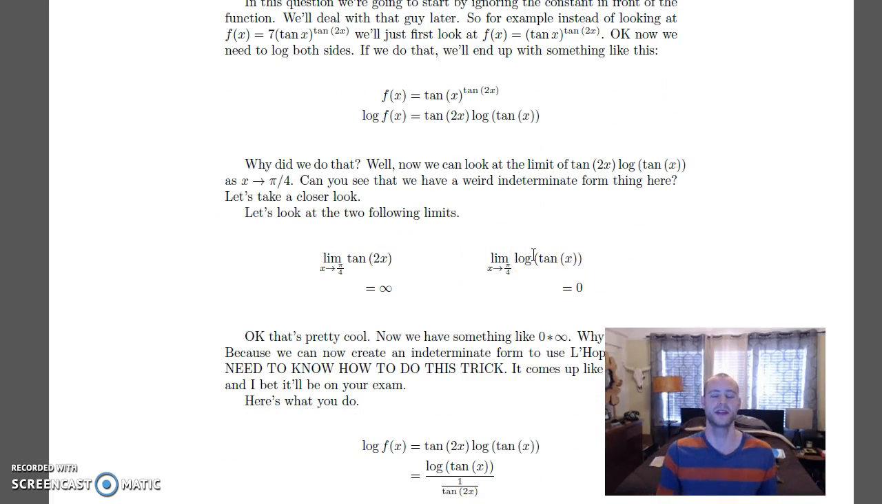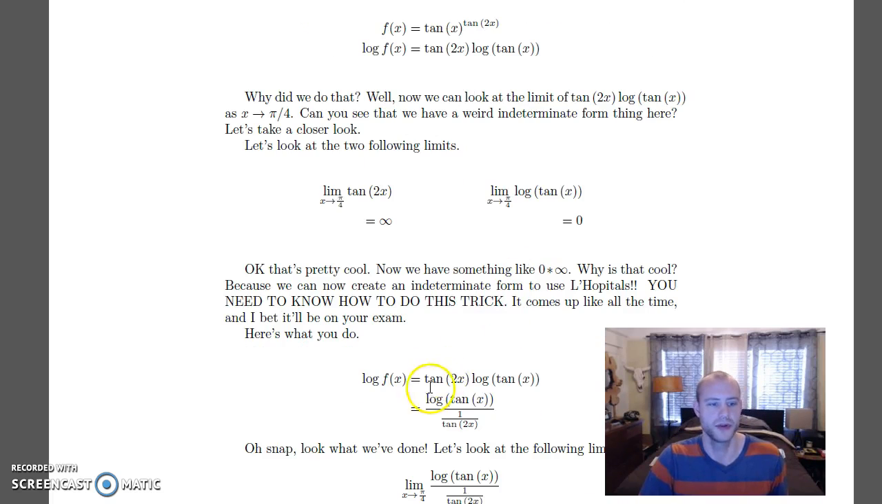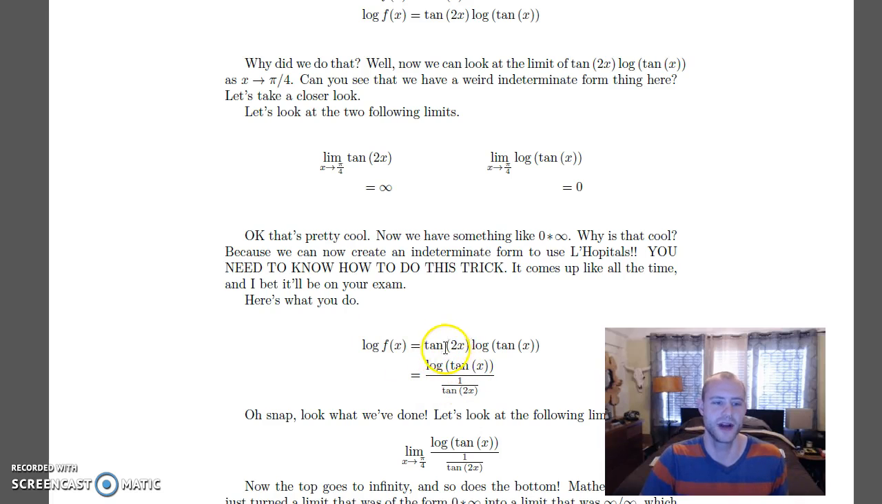Now that we have something like infinity times 0, this is good enough for L'Hopital's rule. This should trigger in your brain when you get 0 times infinity: you don't really know which one wins, but that's okay because from this step we can always manipulate it to use L'Hopital's rule. How? Well, you take one of these things, in this case, I'm going to take this tan of 2x, and I'm going to replace it with 1 over tan of 2x.